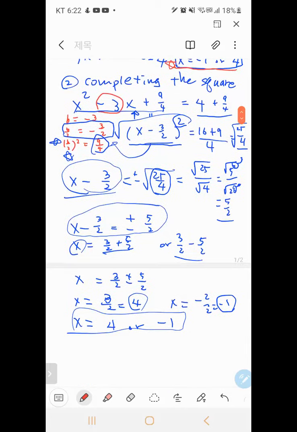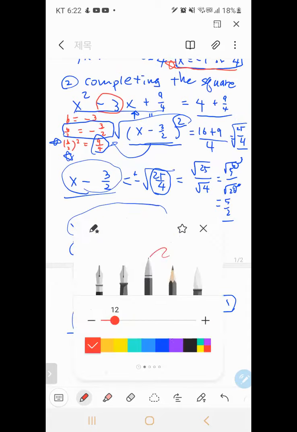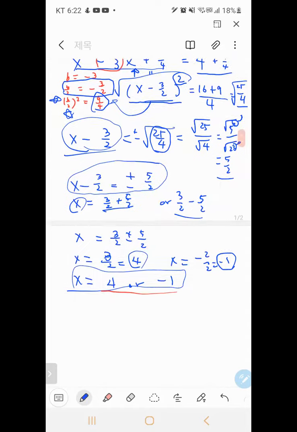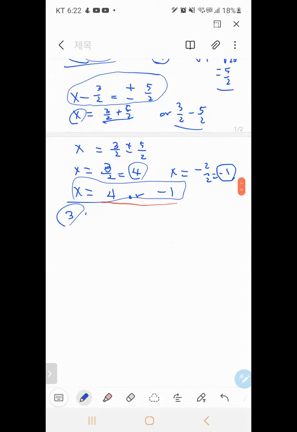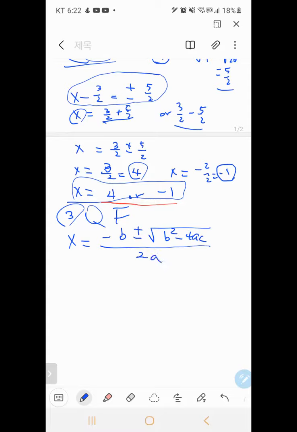Negative 1 over 4, 4, negative 1. So I think what we did is correct. Okay, next we want to use the quadratic formula. x is equal to minus b plus or minus the square root of b squared minus 4ac, all over 2a. That is the formula.